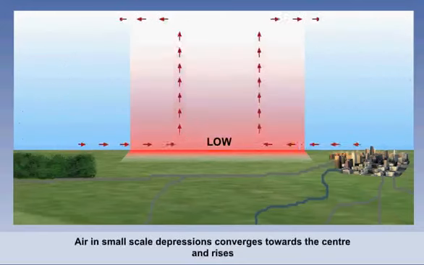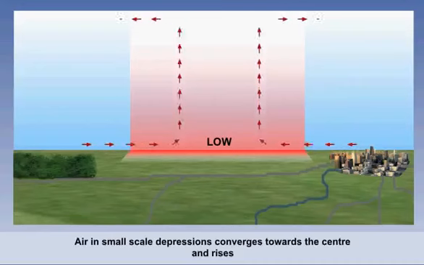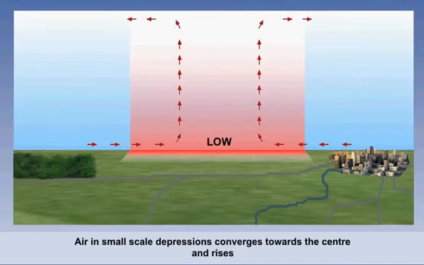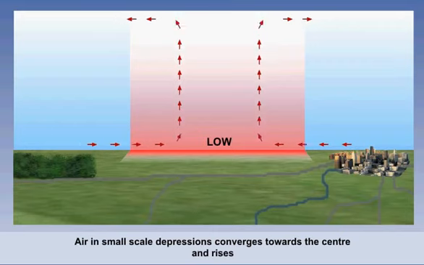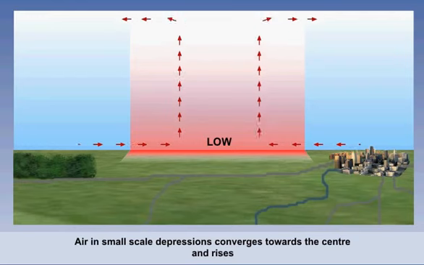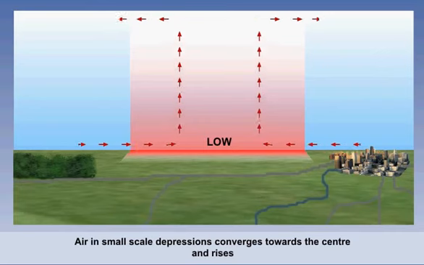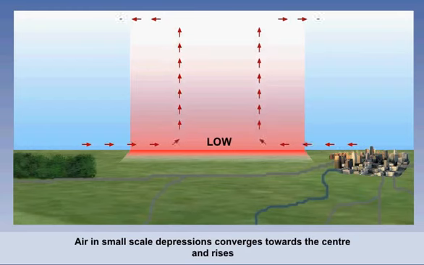If the surface pressure drops, then the air will naturally be drawn towards the centre of the depression. As this air travels in towards the low from the sides, it too will be heated and rise up into the atmosphere. We can then summarise that in these small-scale depressions, air converges near the surface and then rises. These small-scale depressions are sometimes referred to as heat lows.